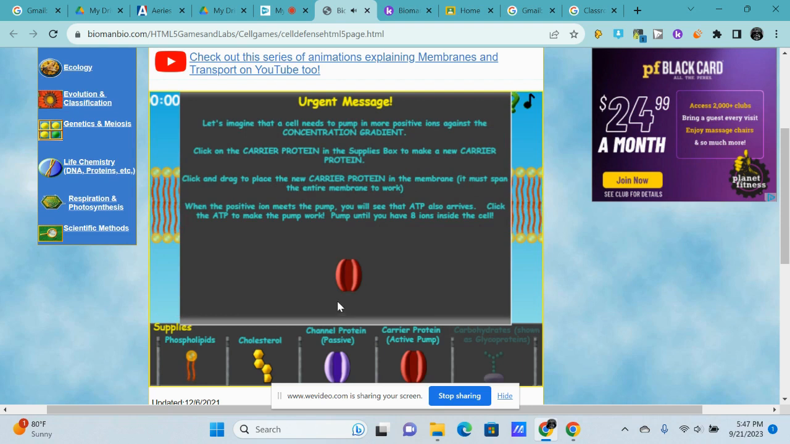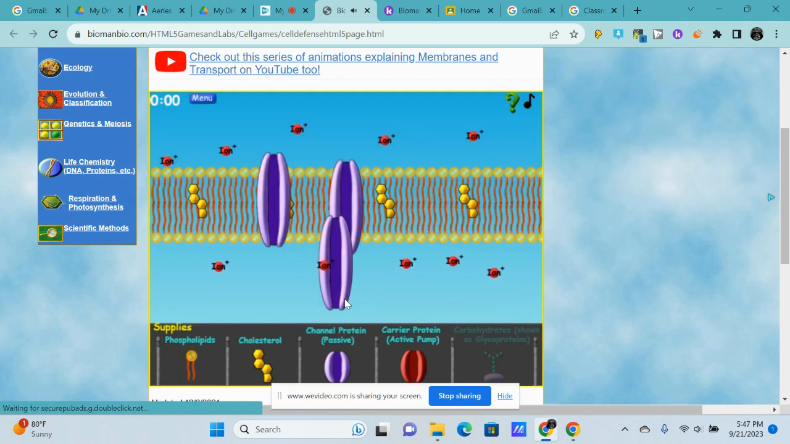All right, let's go. So sometimes things want to move from low concentration to high concentration. The molecules don't want to do that, so the cell is going to have to make them move. And when you make them move, it's going to require energy. That's going to be called active transport.